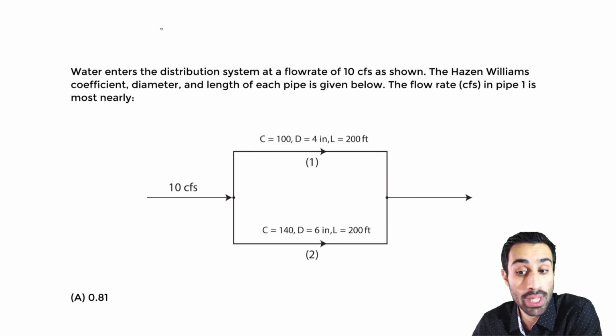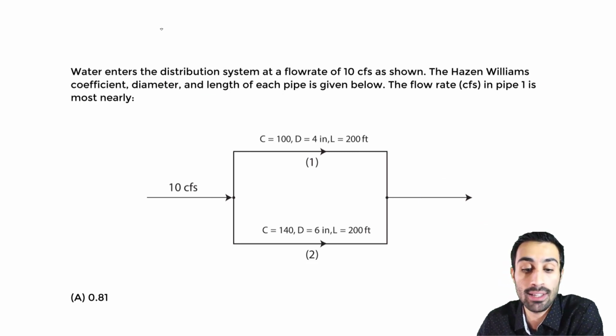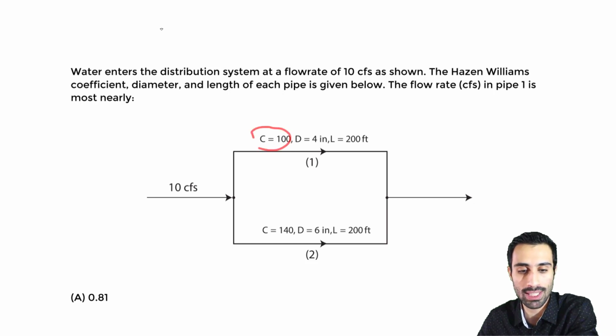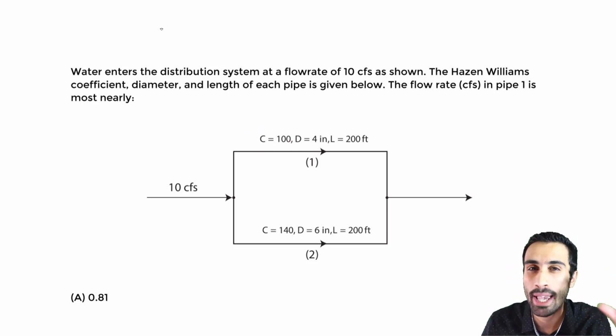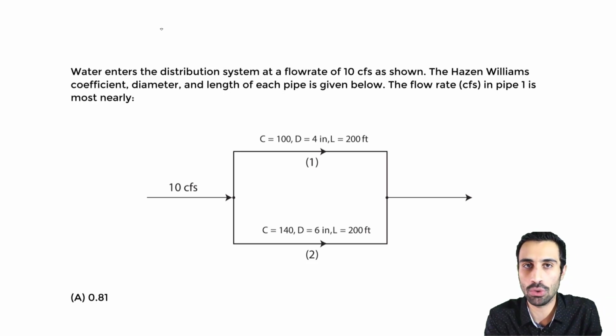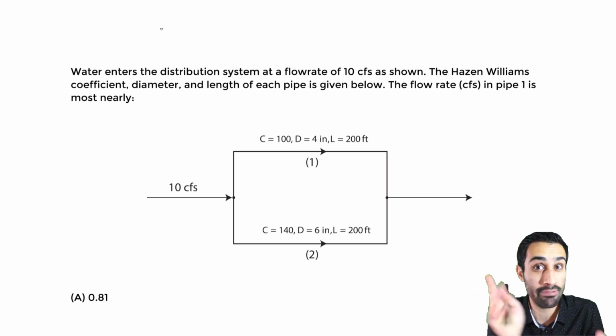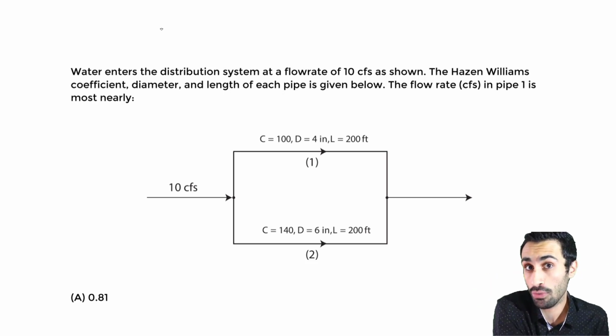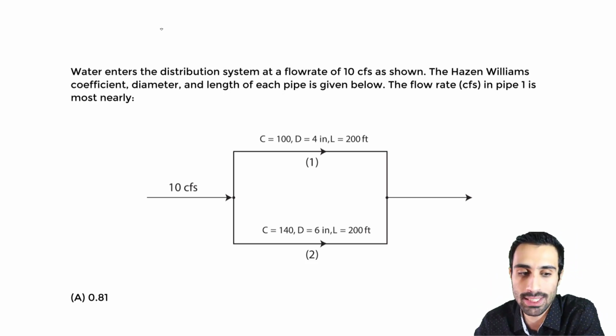So we know the Hazen-Williams coefficient, diameter, and the length of each pipe is given. So the C value is always our Hazen-Williams coefficient. So you have to know that anything with C, Hazen-Williams, the friction factor is going to be the Darcy. The italics F is the Darcy friction coefficient. We're looking at the Hazen-Williams in this case. The diameter is given, that's D for each pipe, and the length of each pipe is also given.